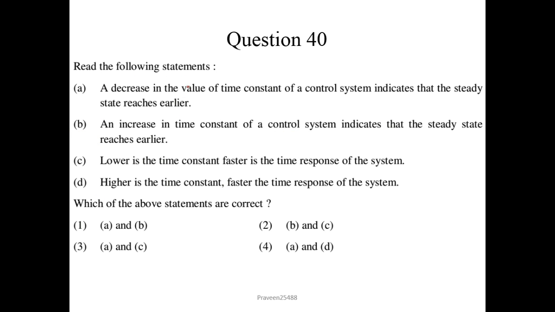Question number 40. Read the following statements. A decrease in the value of time constant of a control system indicates that the steady state reaches earlier. So this statement is correct. An increase in the time constant of a control system indicates that steady state reaches earlier. This is not correct. If the time constant is decreasing, it will reach steady state early. It's very simple. Lower is the time constant, faster is the time response of the system. This is also correct. Higher is the time constant, faster time response of the system. This is not correct. So A and C are correct. Third one is the correct one.